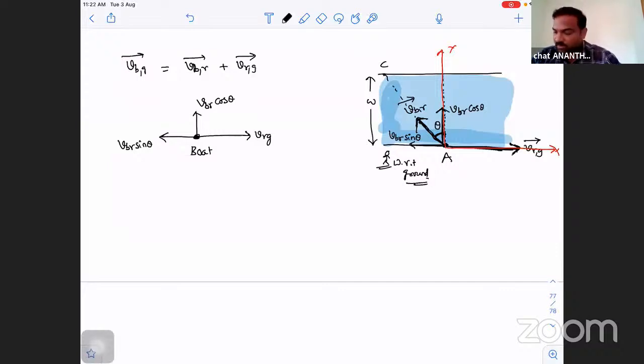Only one component. Because of VBR cos theta. Because of VBR cos theta, it is able to move along the Y. Correct, Safali. Because of VBR cos theta, it is crossing the river. So, what is the time taken to cross the river?